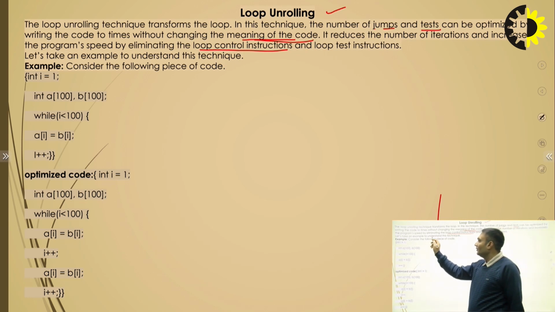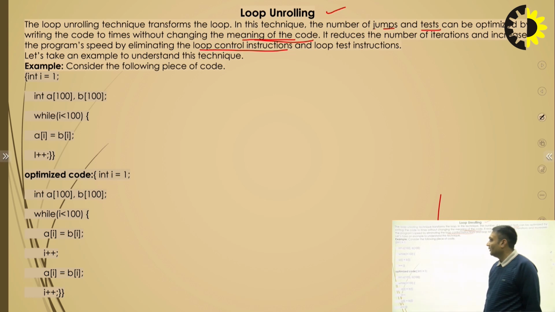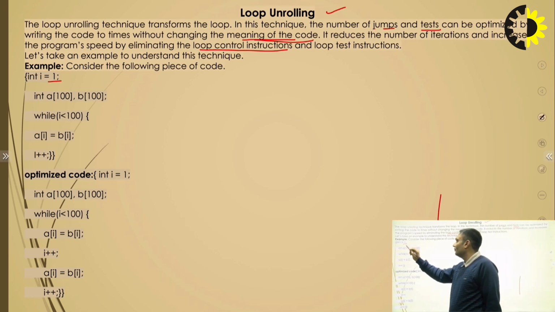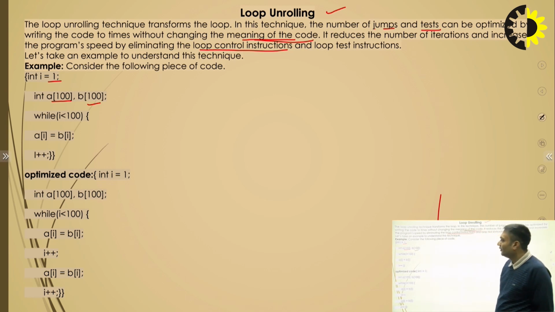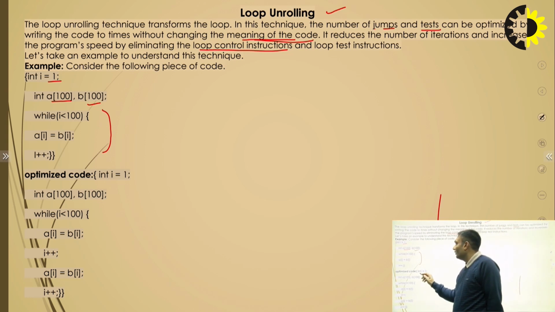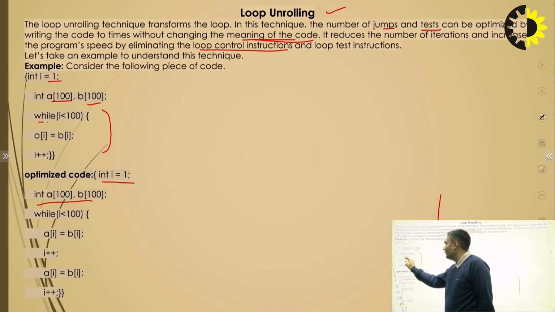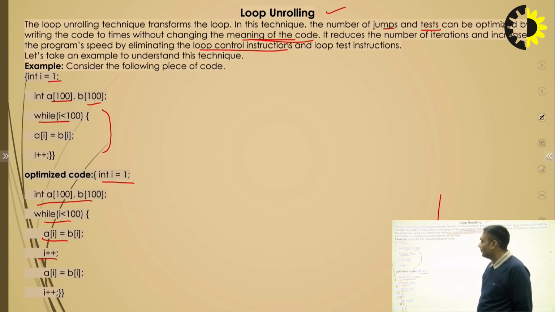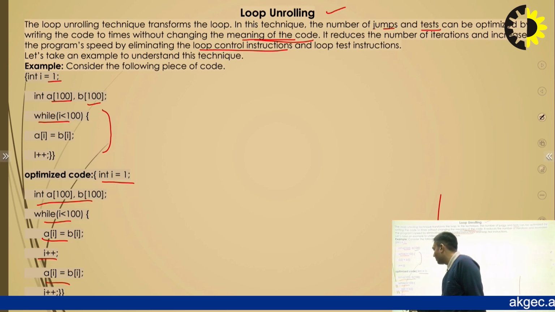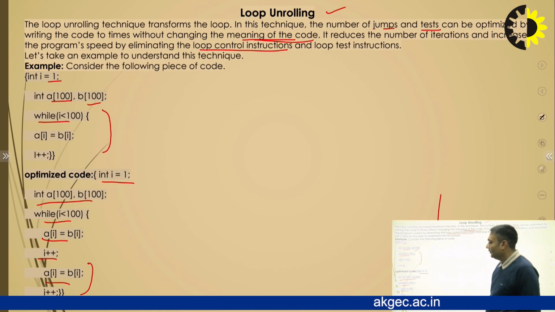So let's understand this with an example. For example, I'm writing integer I equals 1 and there are two arrays, A with index 100 and B with index 100, and this is the while loop. Now I'm trying to optimize by this technique called loop unrolling. So I will write these two statements the same. Whatever change I make, I make inside this loop. The while statement is the same, this statement is the same, this statement is the same. Now these are the two statements that are not written here.